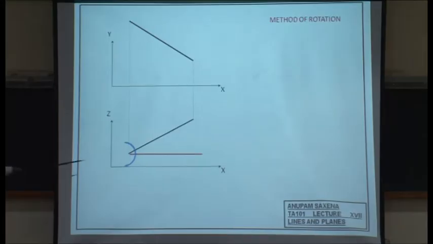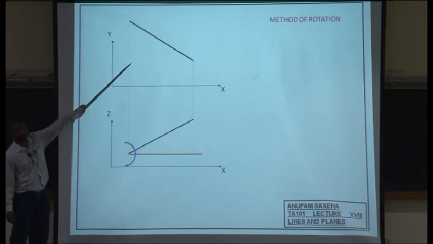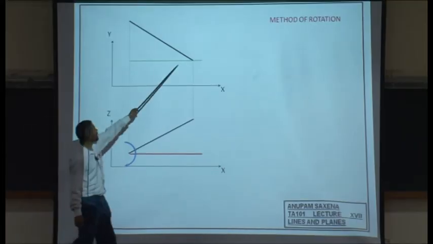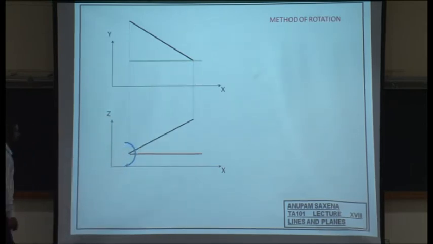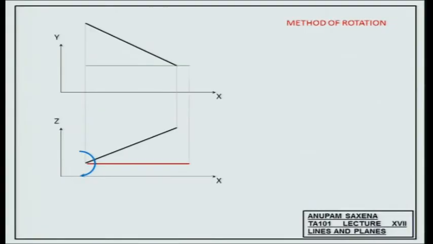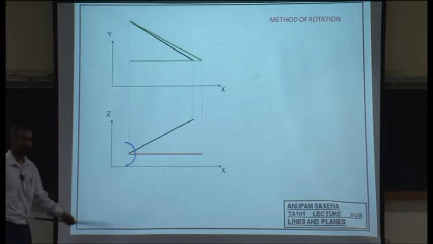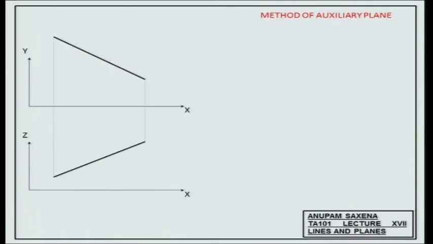Now, if I am rotating this line about the y axis, the y coordinate of this point doesn't change. So, this point has to lie on this horizontal, fine. And then I already have this point located over here. I take the projection up, I locate that point. This line now becomes parallel to the horizontal plane. Okay? Straightforward? All right.